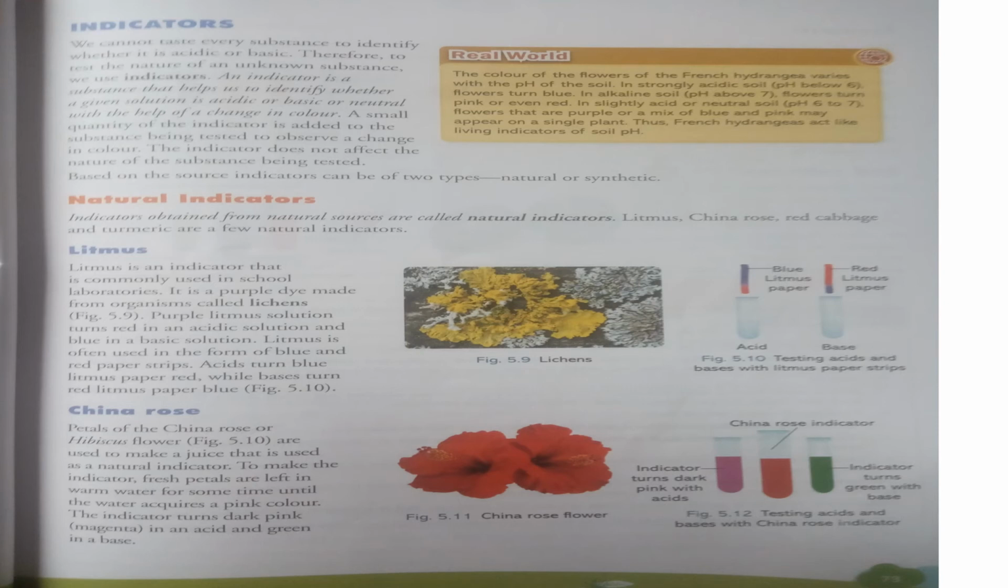China rose is another natural indicator. Petals of the China rose are used to make juice that is used as a natural indicator. To make the indicator, fresh petals are left in warm water for some time until the water acquires a pink color. The indicator turns dark pink in acid and green in base.